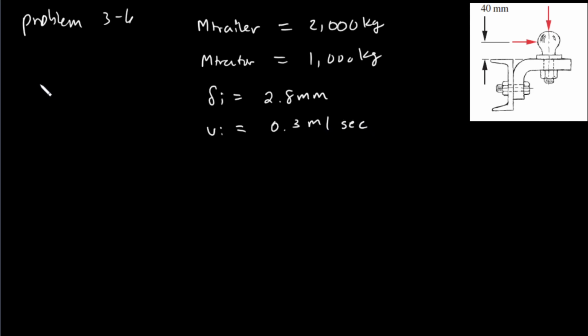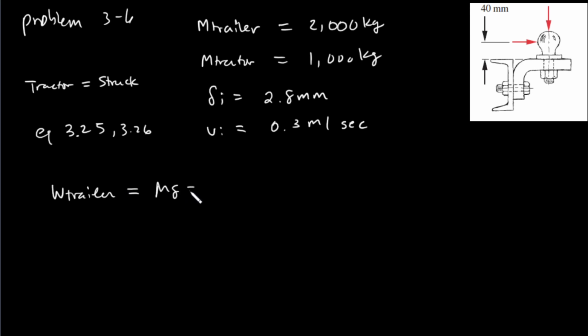Okay, so the tractor is the struck member. That's because the hitch is on the tractor and it's the hitch that deflects. And so we can use the equations from the book. These are equations 3.25 and 3.26 to get a relationship. First, we want to calculate the actual weights, though, so we can calculate the weight of the trailer. It's just the mass times the gravity here. Okay, and that comes out to 19.613 kilonewtons.